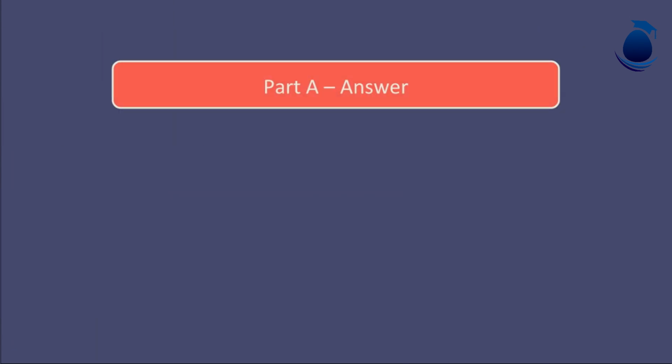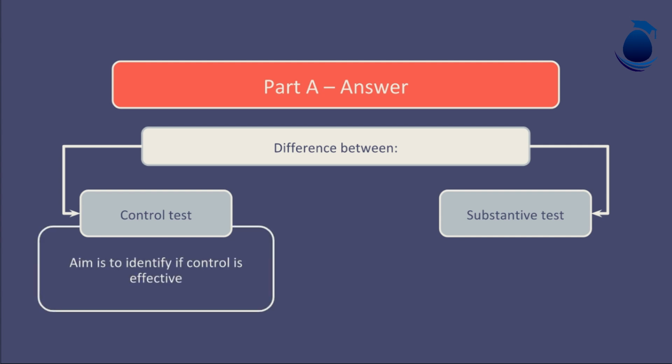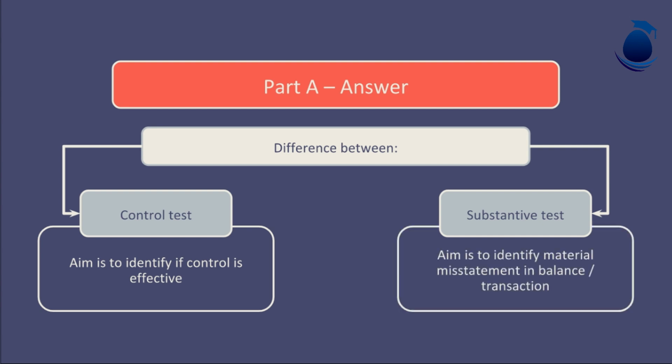Please remember at this point the difference between a control test and a substantive test. A control test's aim is to identify if the control within a system is effective. The aim of a substantive test is to identify if there is a material misstatement within the balance or transaction in the financial statements. For part 3, we only need to see if the control recommendation is actually happening within a system.